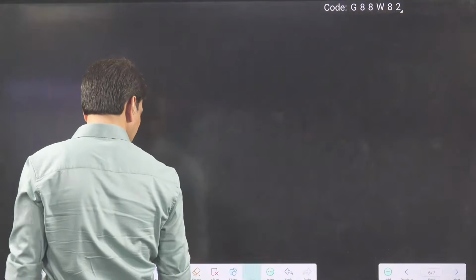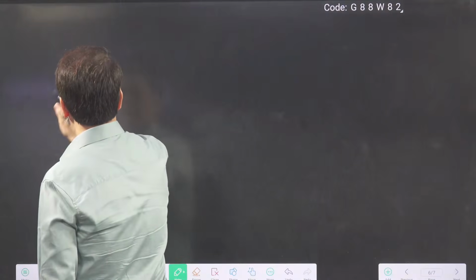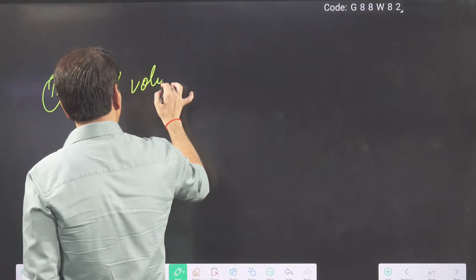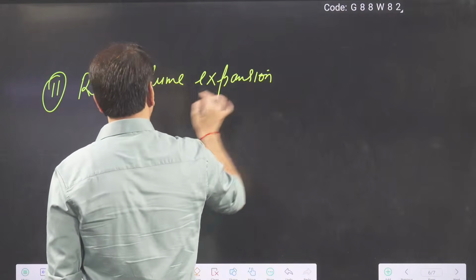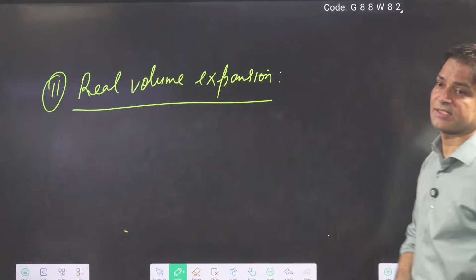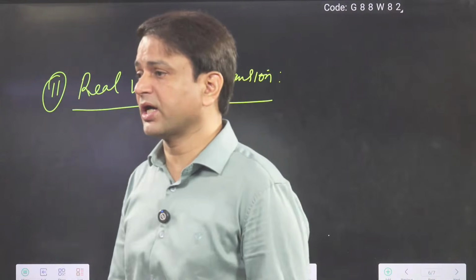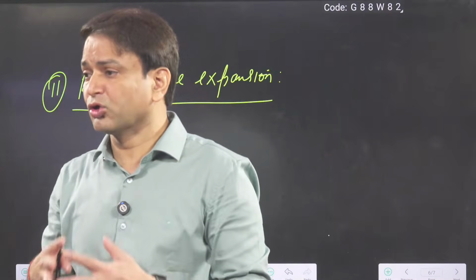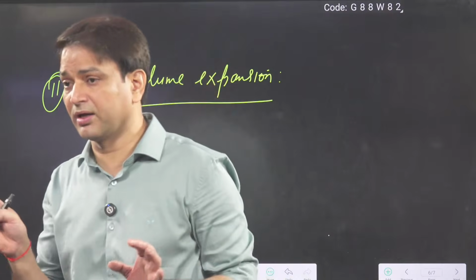Now number 2 is the real expansion. So real expansion means it is the property of the liquid only. Okay, here it will not depend upon the container. If I am saying any liquid like water, kerosene, glycerine, real expansion is the property of the liquid. Apparent expansion will change with the change in the container.